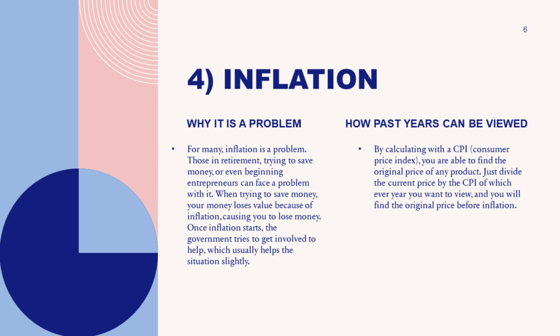Also, since inflation has been a big thing for the past however long we've had economies, you can also view past years' prices through something called CPI, or Consumer Price Index. You're able to find the original price of any product by just dividing the current price of an object, such as bread, by the CPI, and it will calculate the price of what that item would have been in that year that you're specifically finding.